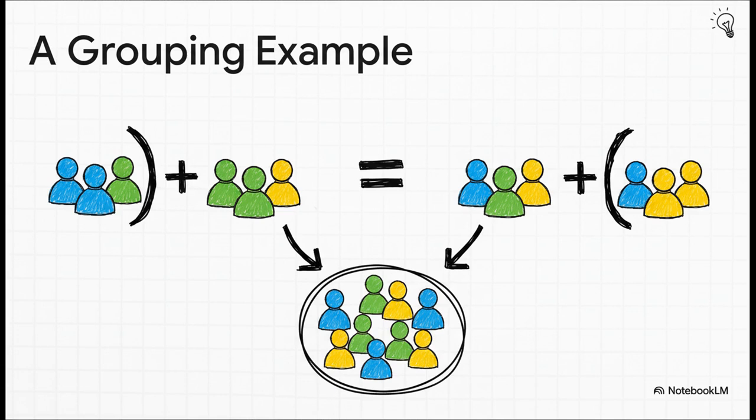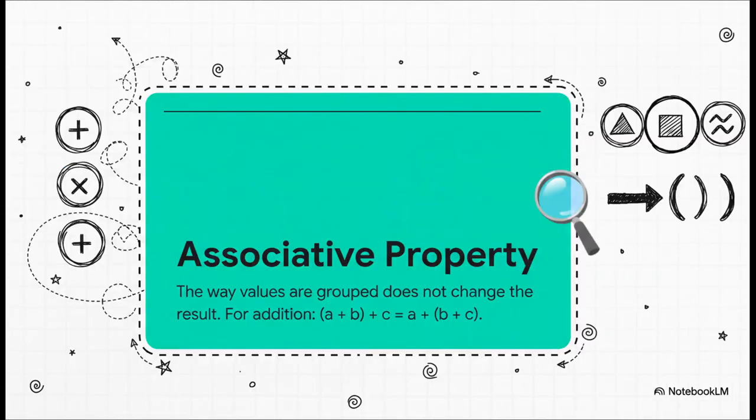Okay, now what about grouping things? Let's say you're organizing a big project. If you combine Team A and Team B first, and then add in Team C, you get the same number of people as if you combined Team B and C first, and then added Team A, right? The way you group them up doesn't change the final head count at all. And that is the core idea behind the associative property.